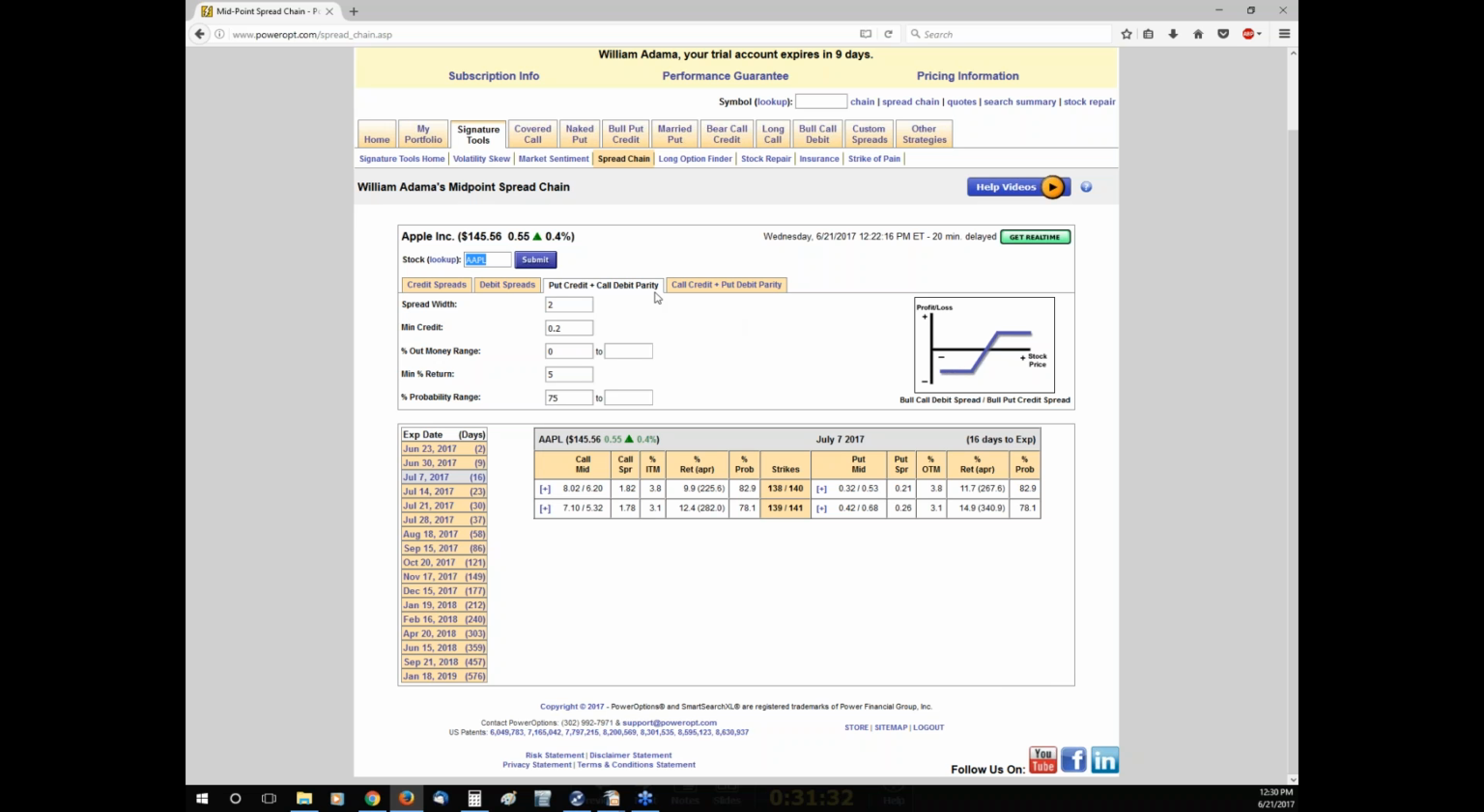Now in this particular view, I selected to look at the put credit and call debit parity. Why? Well, because if I'm interested in doing a bull put on this particular stock, I have my basic requirements for range out of the money or probability. I want to see if the parity trade, the debit spread, offers a higher return to the credit spread because they have the same risk-reward profile. Let's take a look here.